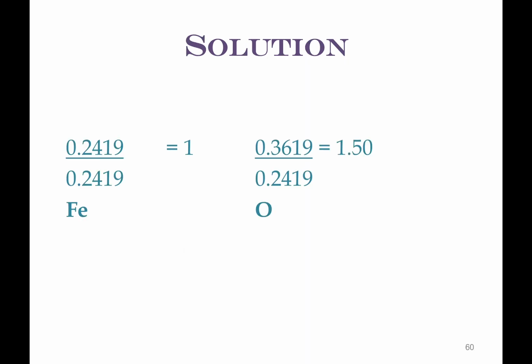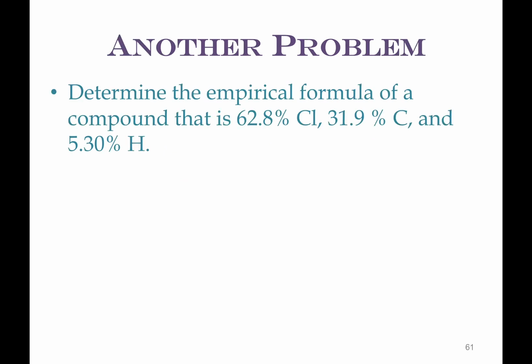The next one we're going to do is actually going to start with percent composition data. This is what we learned how to calculate in the beginning. So we have 62.8% chlorine, 31.9% carbon, and 5.3% hydrogen. The easiest way is to assume you have 100 grams. Because this is percent data, no matter what size sample you take, you will end up with the same result.